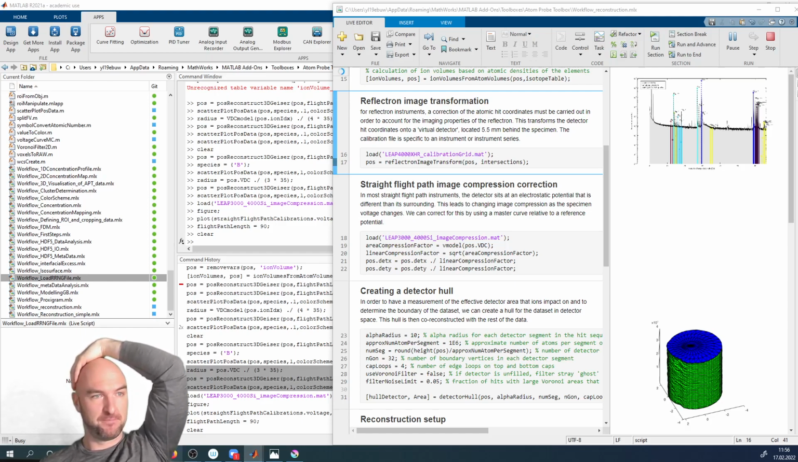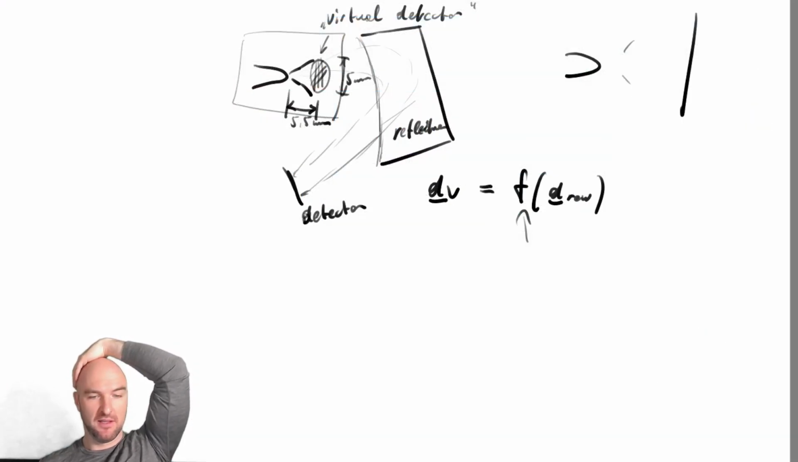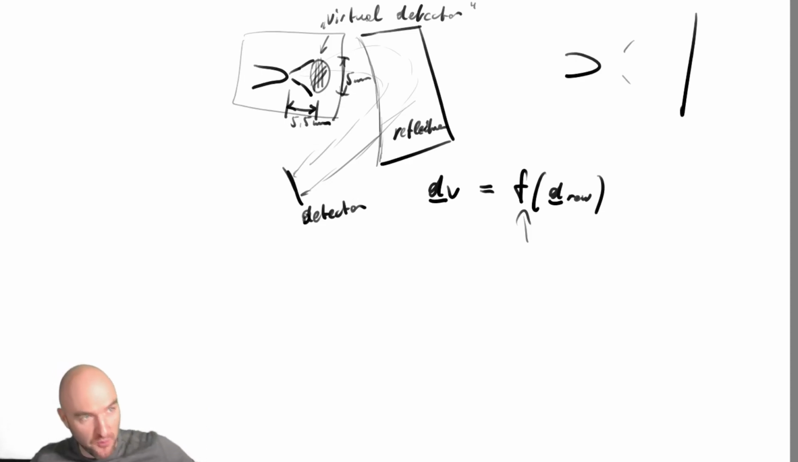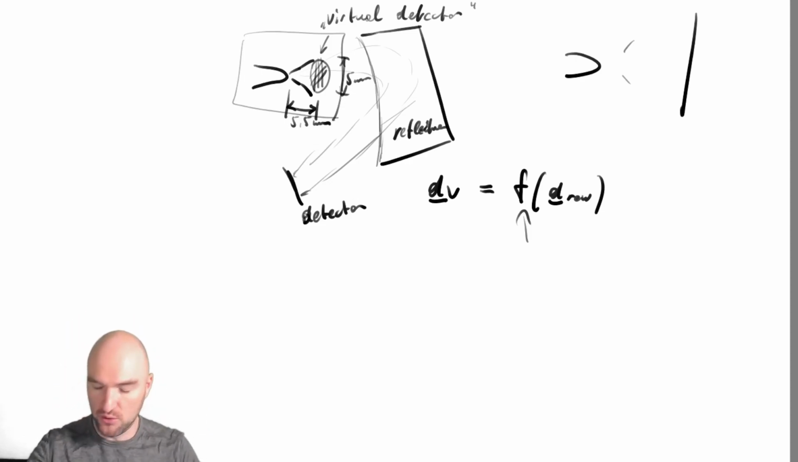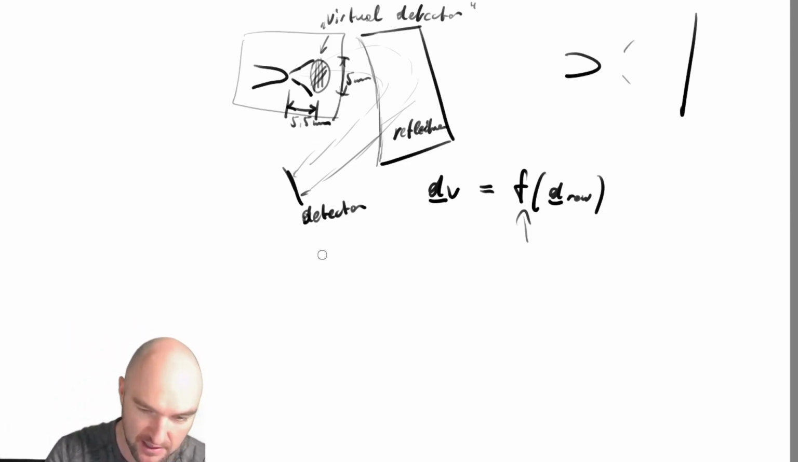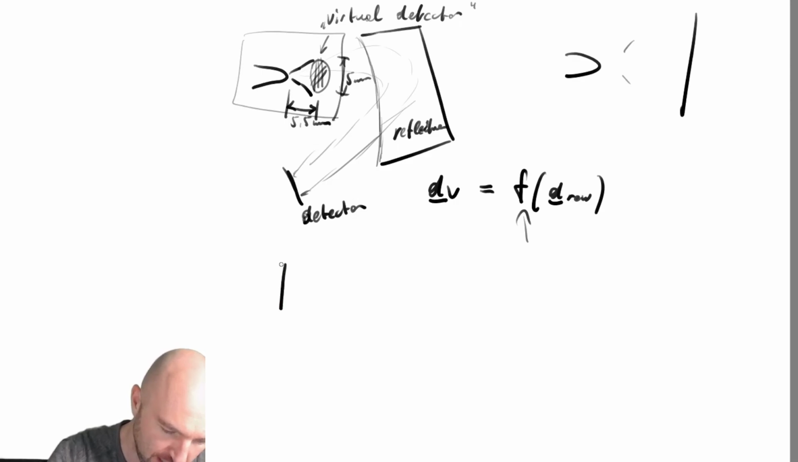So let me just explain to you what a detector hull is. Essentially, when we're working with reconstructions, we have two spaces. We have a detector space. And the detector space has coordinates that are usually, we draw them the other way around.